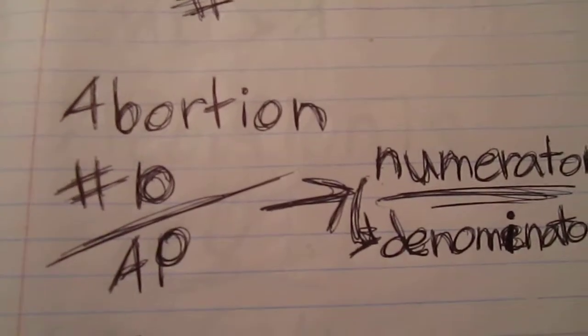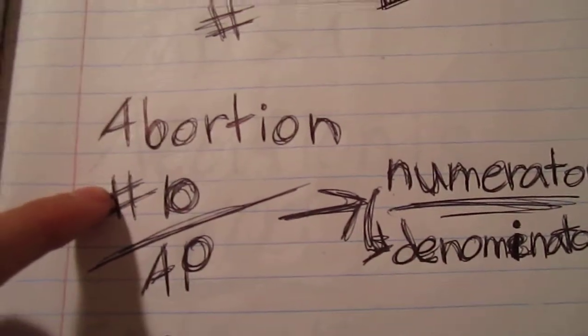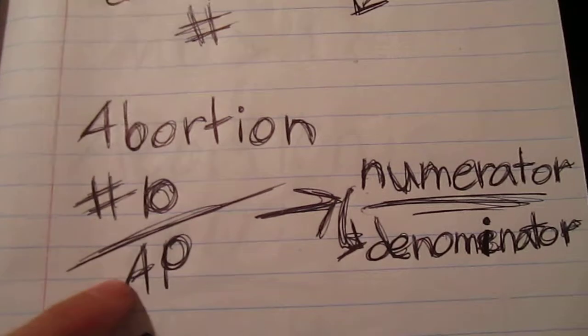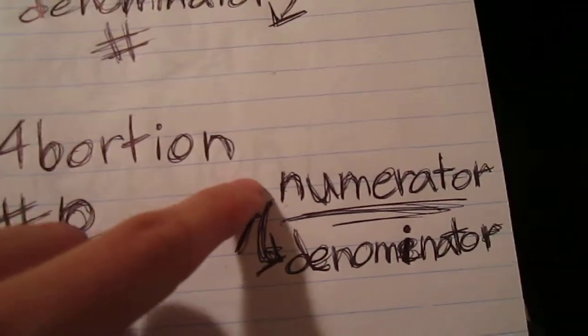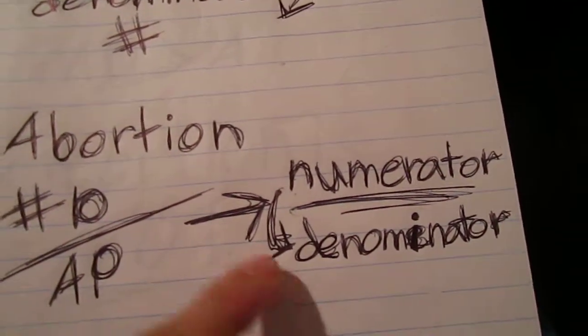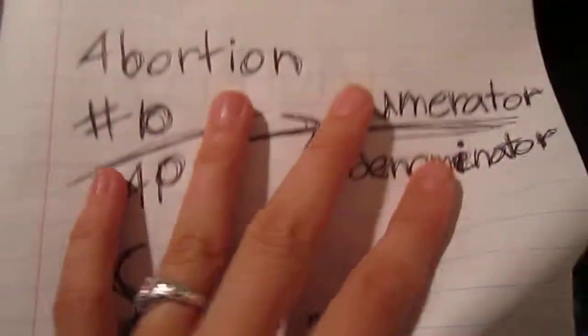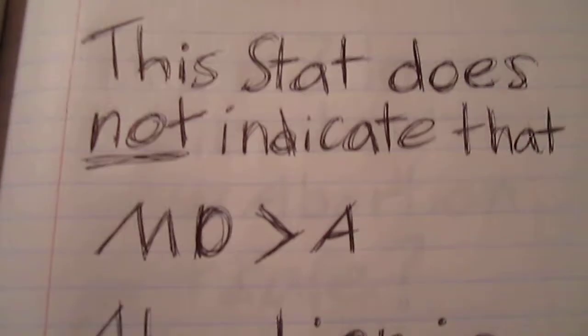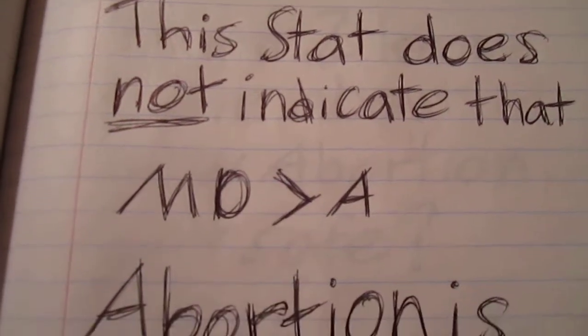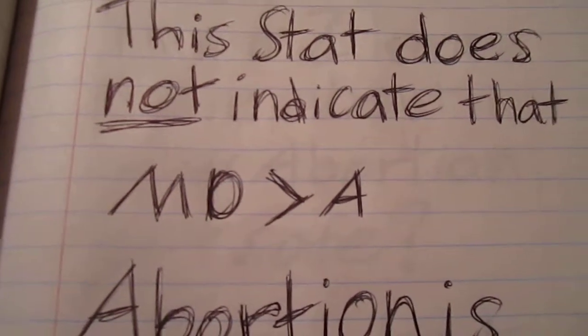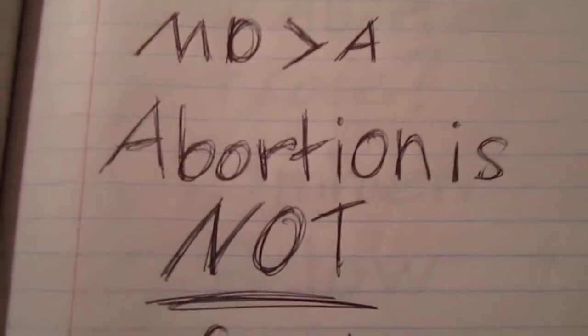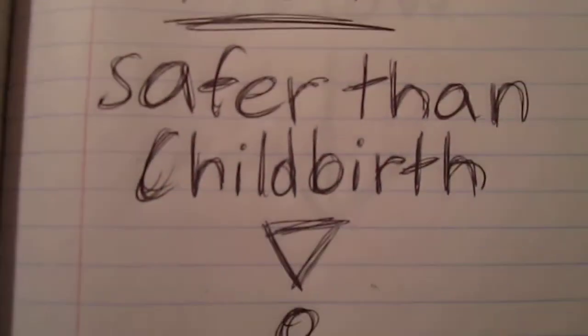When we see the abortion rate, we see the number of deaths from abortion over the number of abortion procedures. So we have the numerator represented in the denominator. We have one type of pie over another type of pie. So this stat does not indicate that maternal deaths are greater than abortion deaths. So abortion is not safer than childbirth.